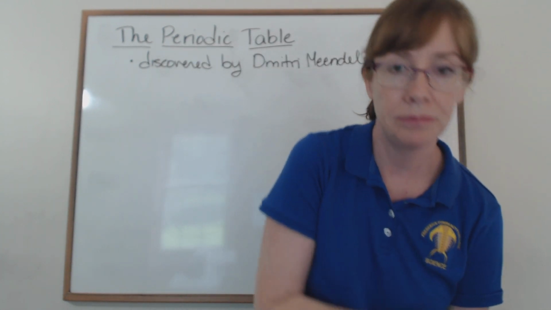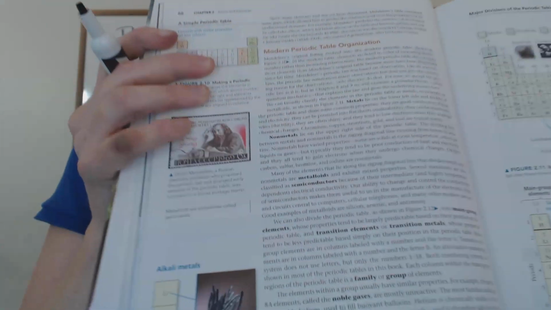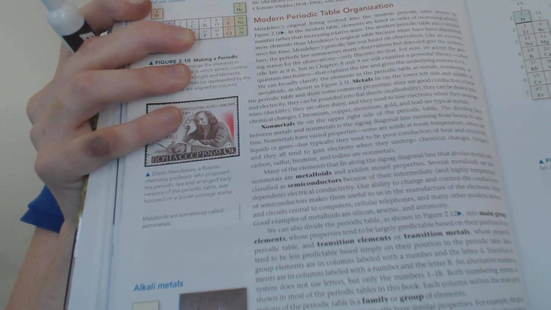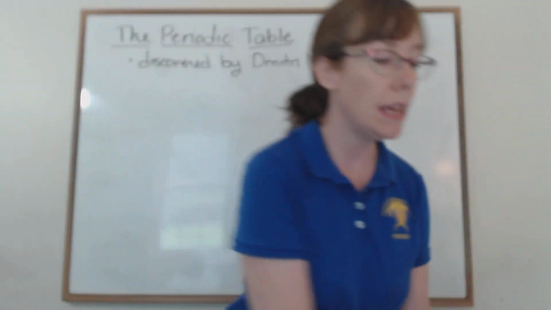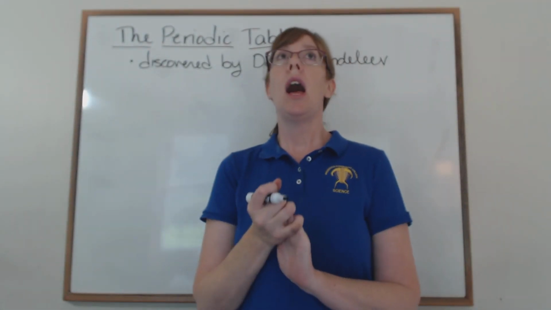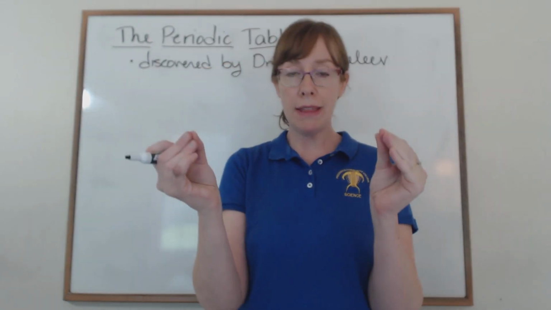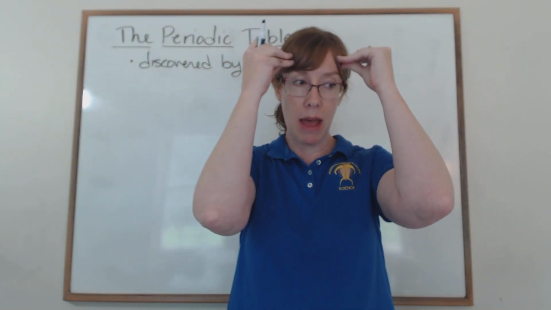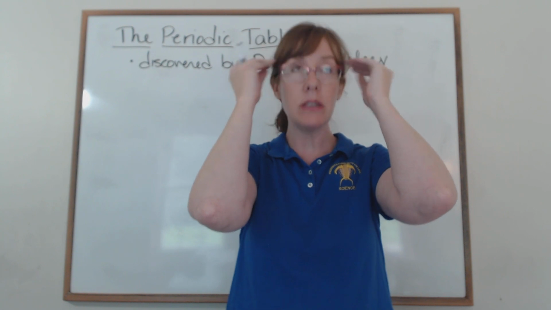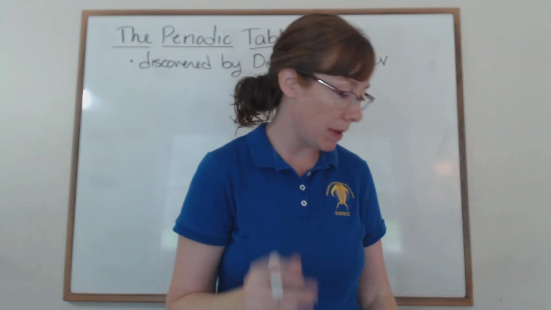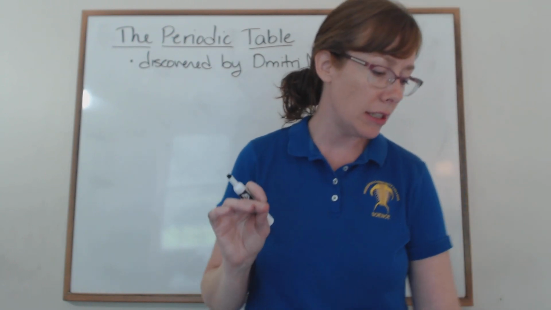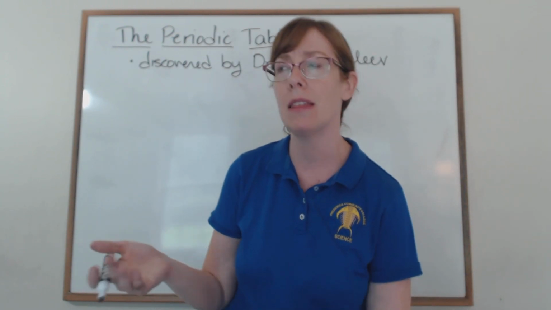There's a picture here of Dmitri Mendeleev in your book. There he is right there. And in the picture, it's kind of interesting because you see him thinking. And really, that's what I'm saying. Dmitri Mendeleev took what he knew about the elements, thought really hard about what he knew about them, and figured out that they were ordered. That's a really cool thing about the periodic table. Now, what was he thinking about?